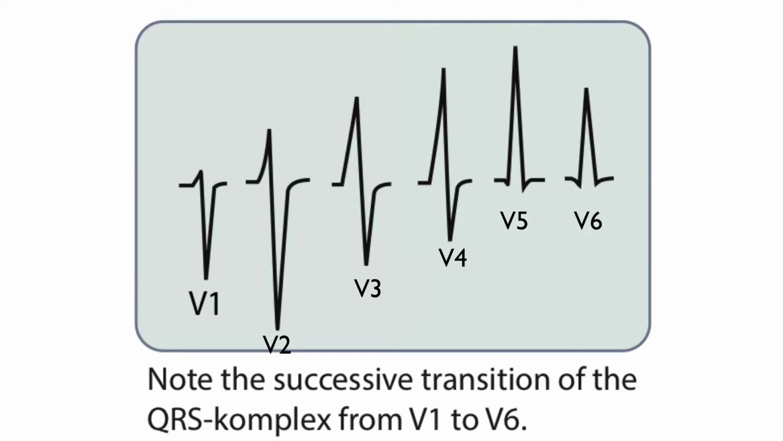And that is simply explained by the fact that these vectors, V2, V3, V4, will view the same electrical currents from a different angle. And therefore they will show this progression from the pattern in V1 to the pattern in V5. Now lead V6 typically shows the same as V5, but the amplitudes tend to be somewhat smaller.